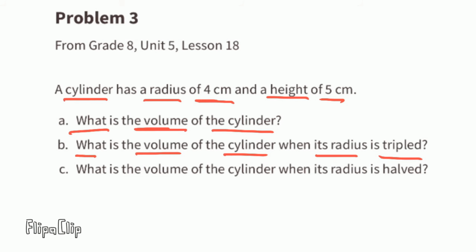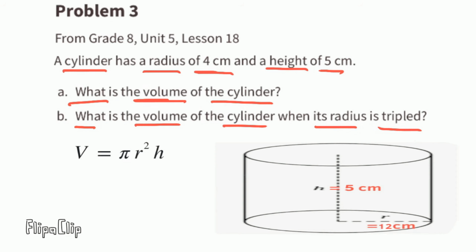B. What is the volume of the cylinder when its radius is tripled? Well, originally the radius was 4 centimeters. If we triple 4, we get 12. So now we can substitute the r with a 12. The volume equals pi times 12 squared times the height. Since the height is 5, we can substitute the h with a 5. 12 squared equals 144, so the volume equals pi times 144 times 5. 144 times 5 is 720, so the volume would be 720 times pi centimeters cubed.